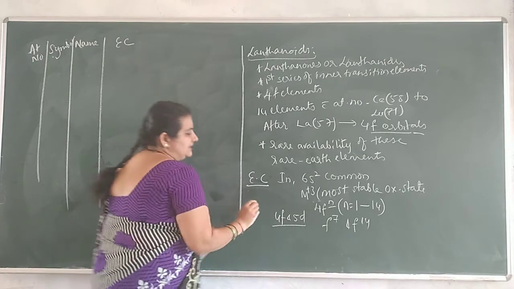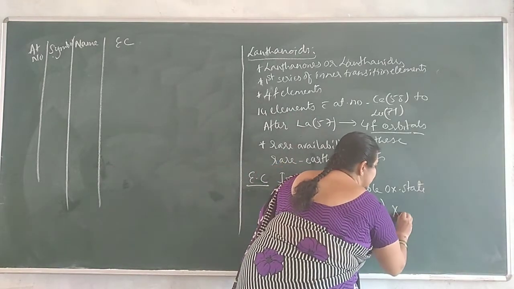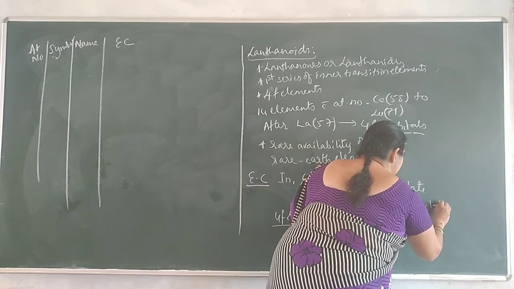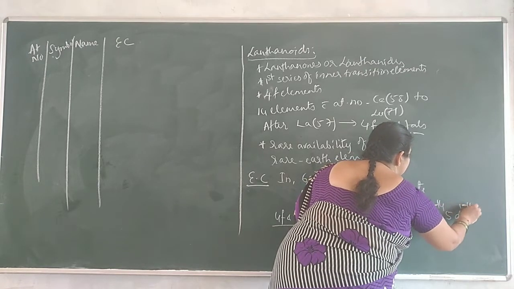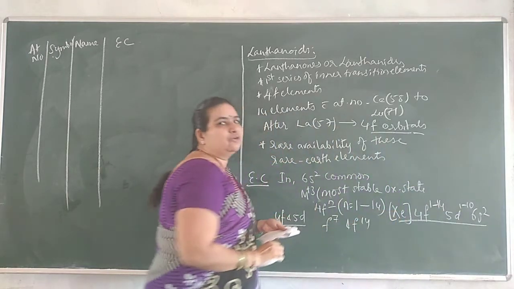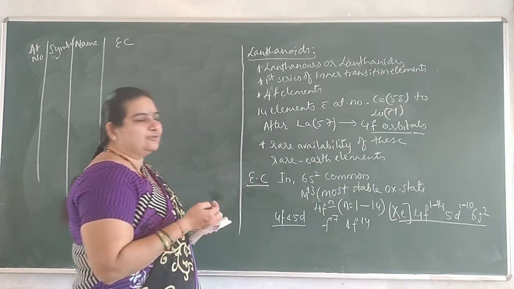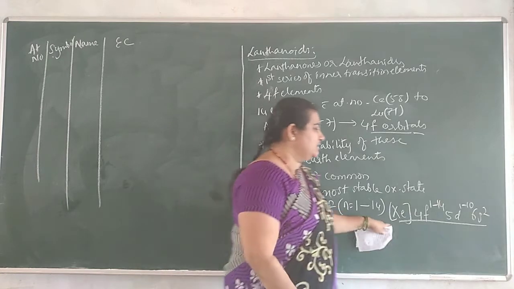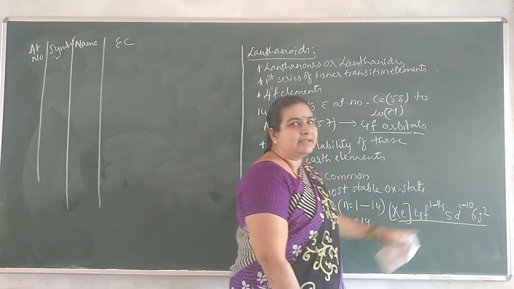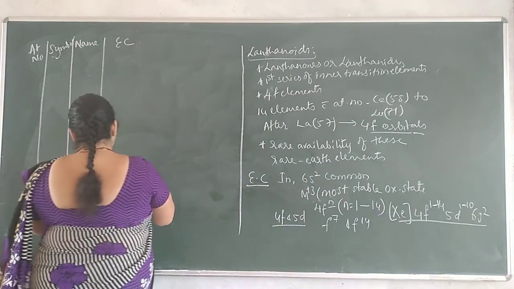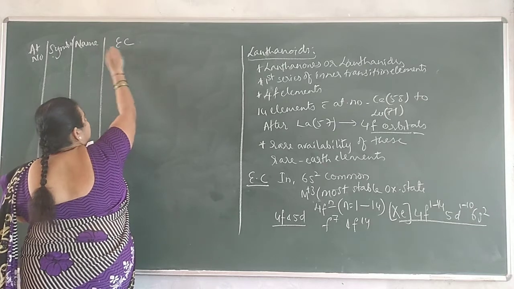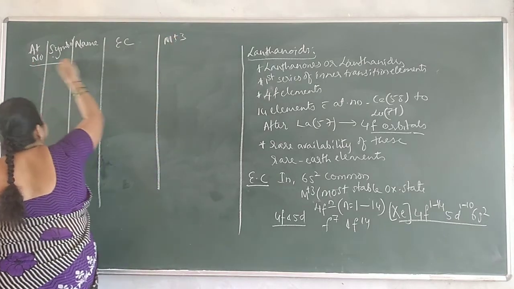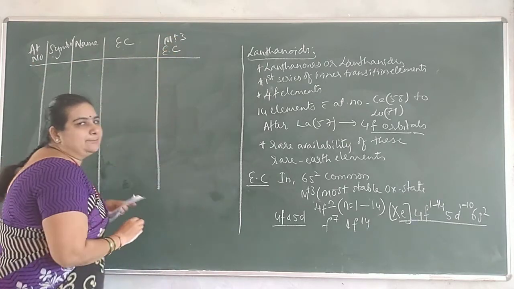The common electronic configuration of these F block elements is given by xenon, taken as the noble gas, 4F 1 to 14, 5D 1 to 10 and 6S 2. So the general electronic configuration of lanthanoids is given by the formula xenon, 4F 1 to 14, 5D 1 to 10 and 6S 2. Then in the next column, I will give you the configuration of the M+3 ion.